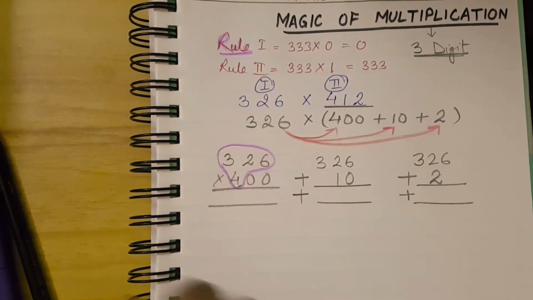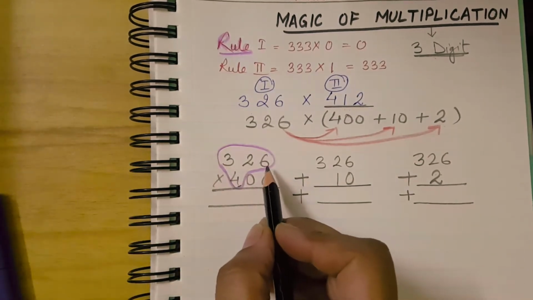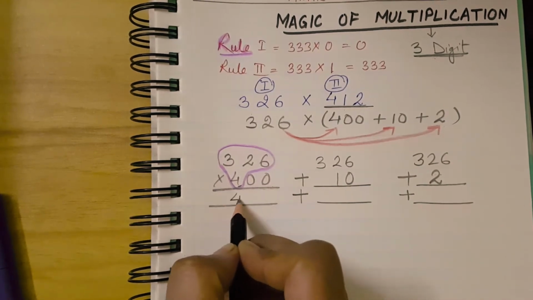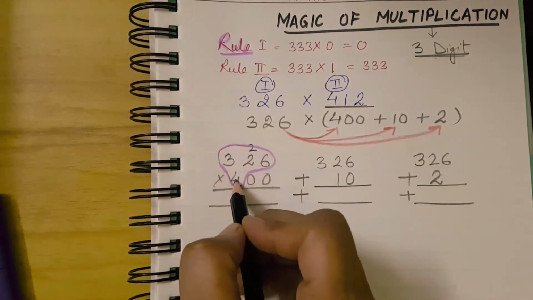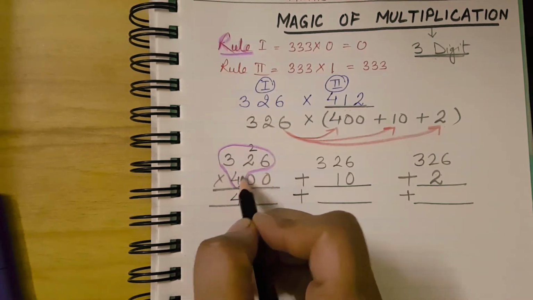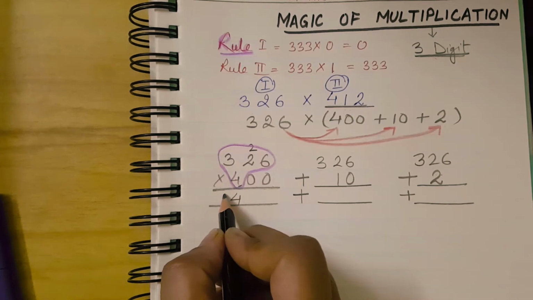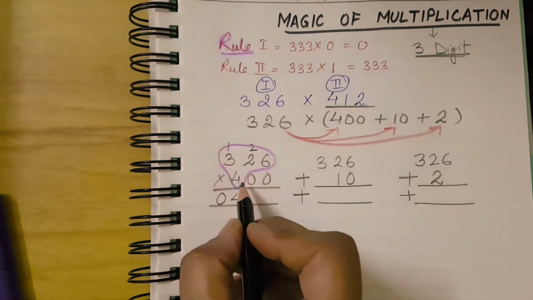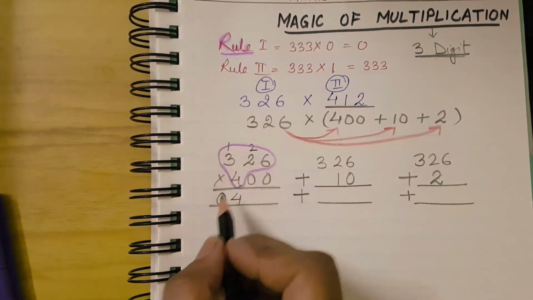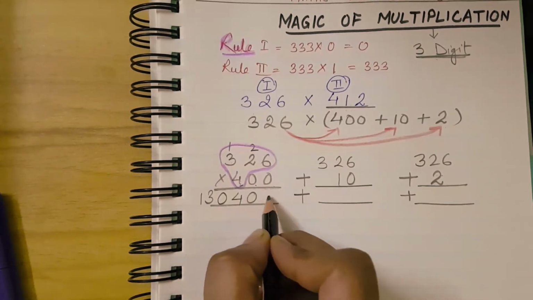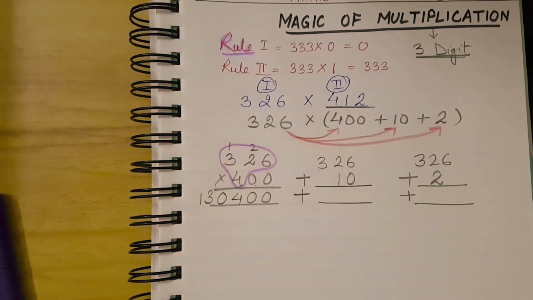So if you multiply, 6 times 4 is 24. Very good. Write 4 and carry 2. 4 times 2 is 8. 8 plus 2 is 10. Good. Write 0 and carry 1. 4 times 3 is 12 plus 1 is 13. That 0 that was left, you can put after the answer.